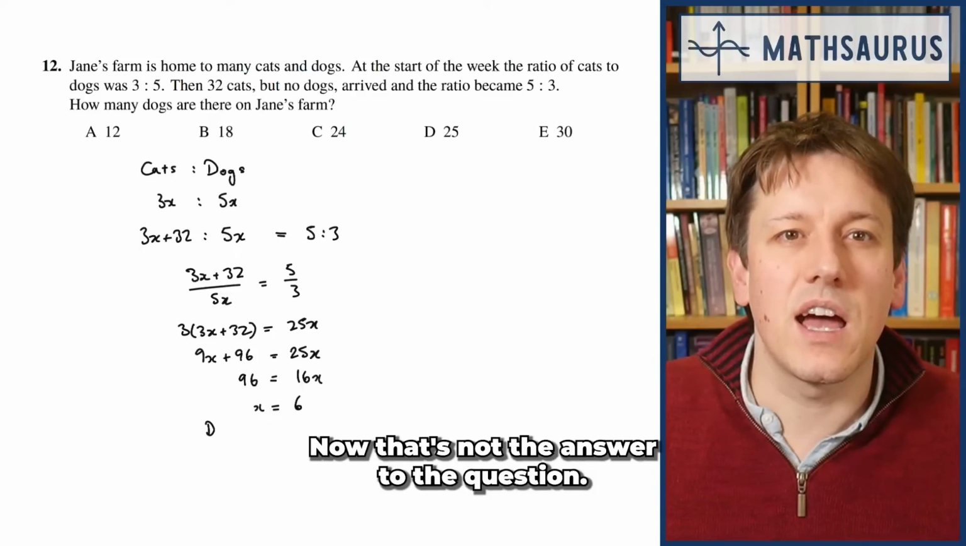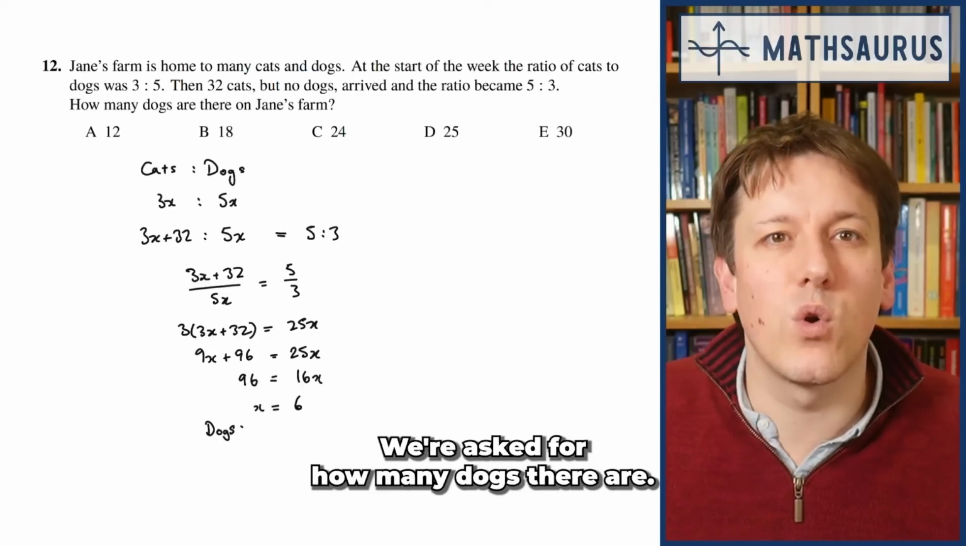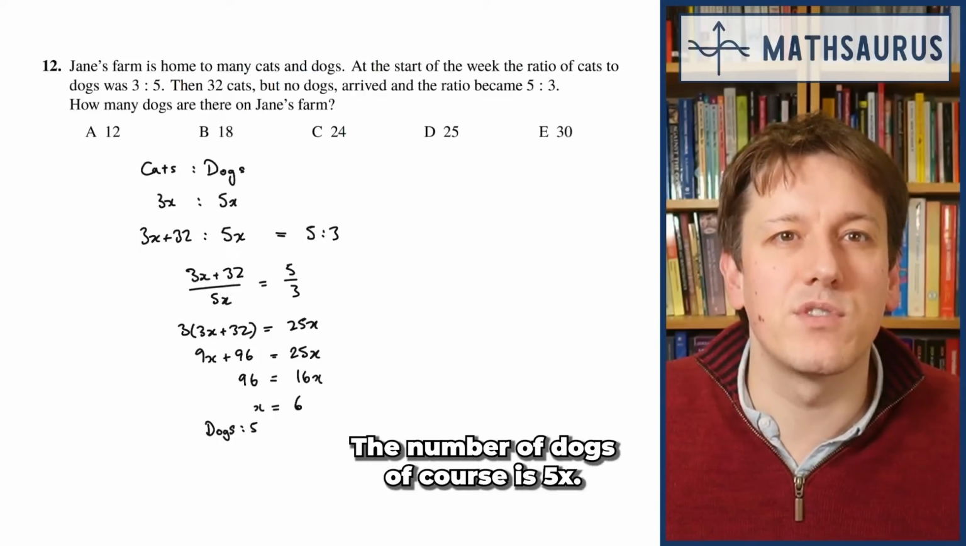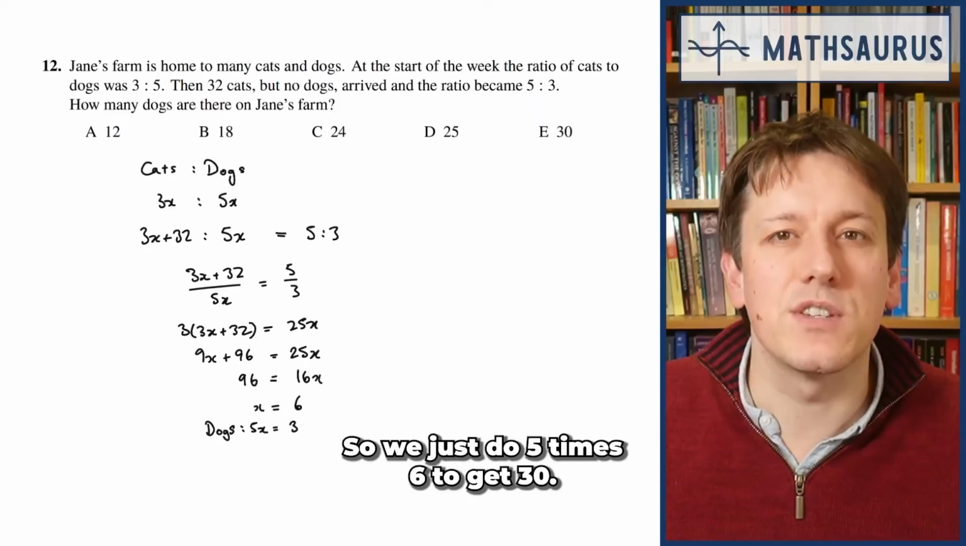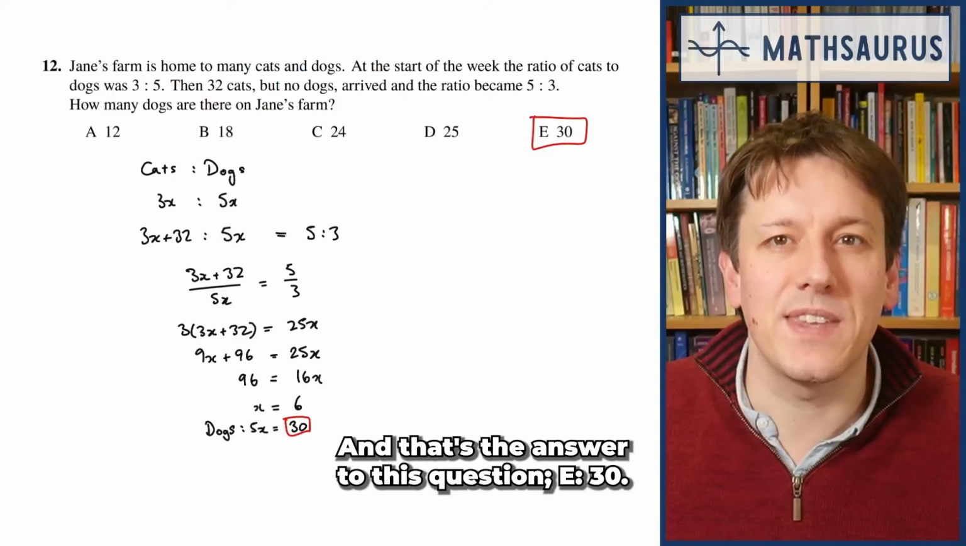and then x is just 96 divided by 16, which is 6. Now that's not the answer to the question. We're asked for how many dogs there are. The number of dogs, of course, is 5x, so we just do 5 times 6 to get 30, and that's the answer to this question, E, 30.